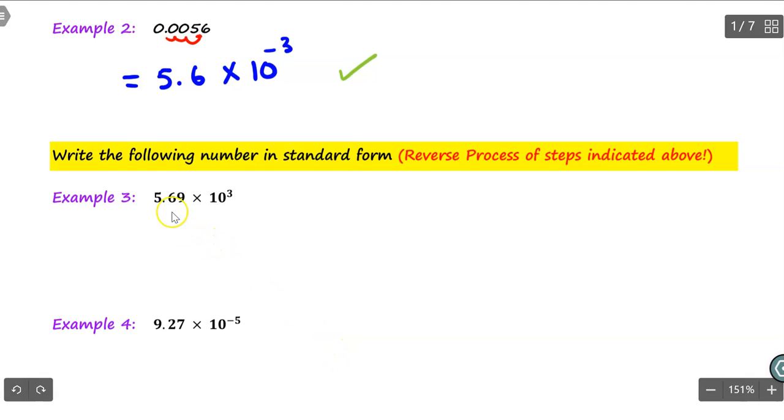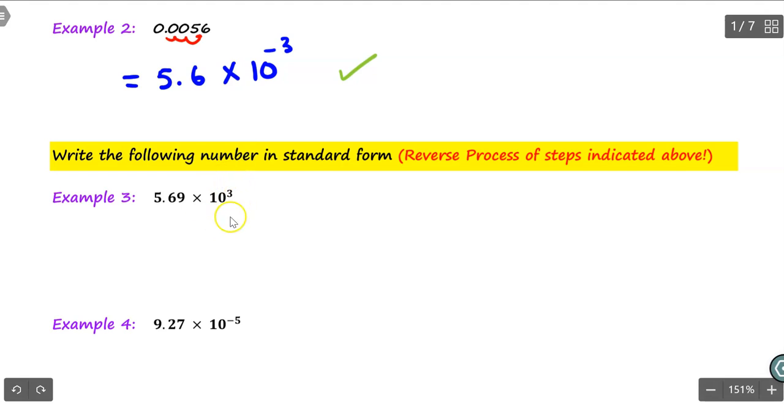If you have your calculator, it's very simple. You just take 5.69 and multiply by 10 to the exponent 3. However, if we have to follow the steps, then we just do the reverse of the steps we did above. You are going to move to the left and move to the right. It's the reverse process of what you have done. However, there's one way that you can remember this if you don't have the calculator.